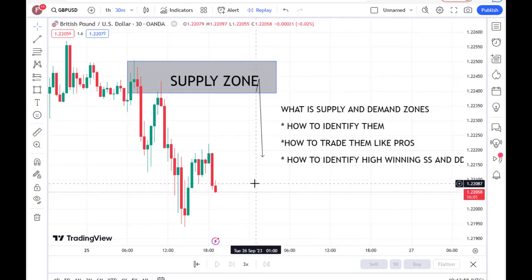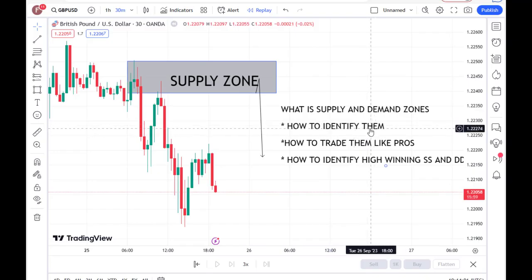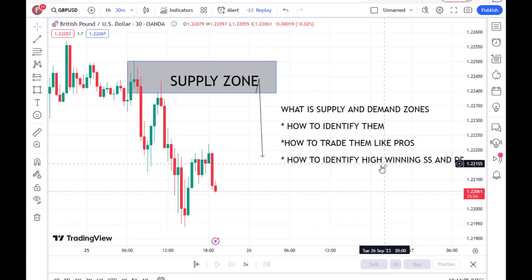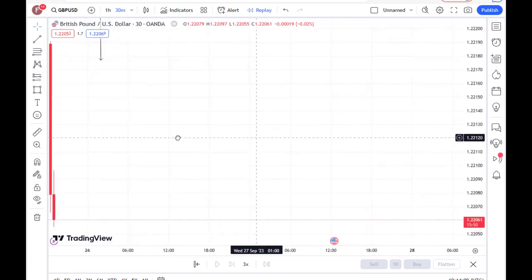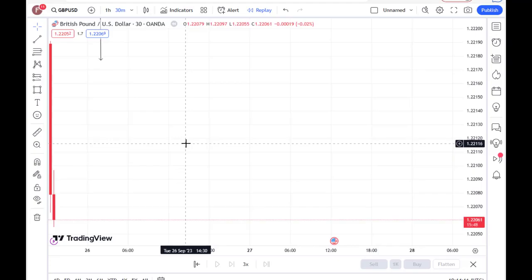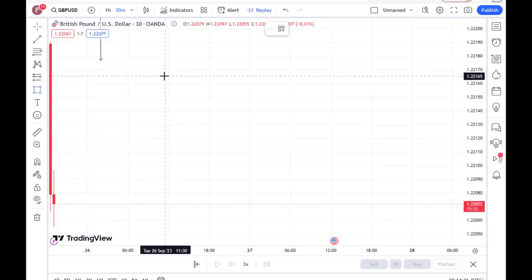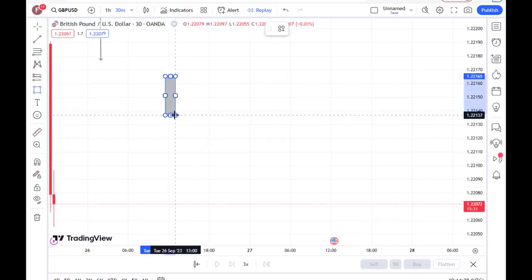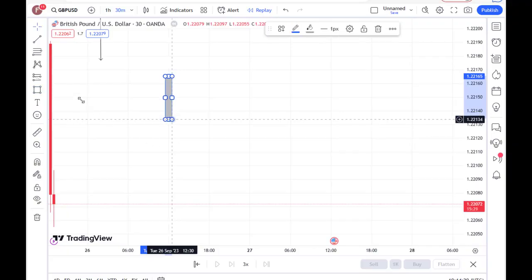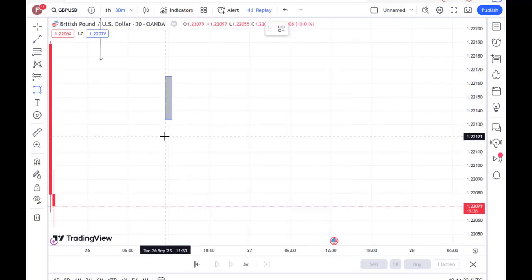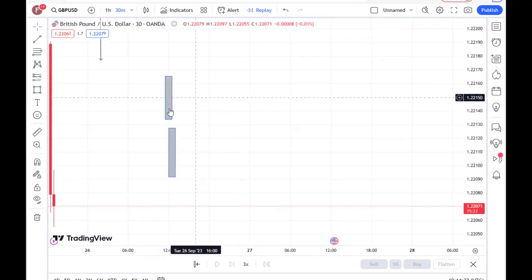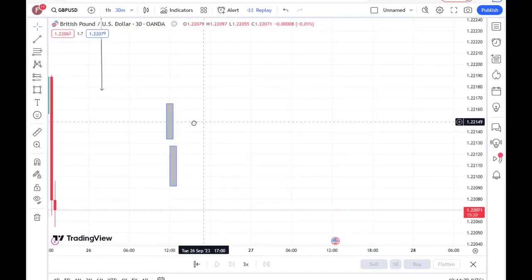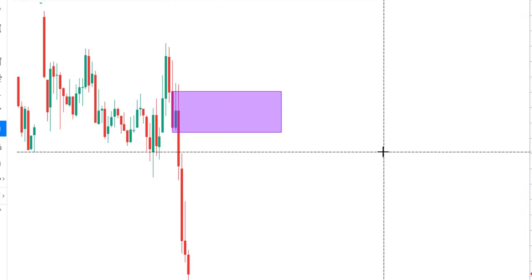Now how do we identify demand and supply zones, and how do we trade them like the pros? How do we identify high winning supply and demand zones? Now let me just shift this a little and then I'll demonstrate. Supply and demand zones are created when we have very violent candlestick moves. When we have violent candlestick moves that leave behind gaps, they will usually tend to create demand and supply zones. Now this is a chart scenario which I'm going to demonstrate.